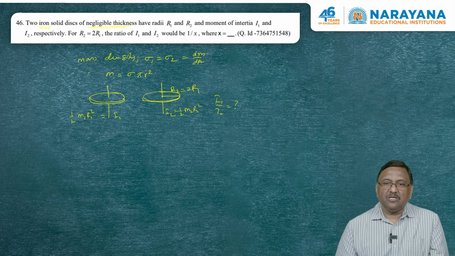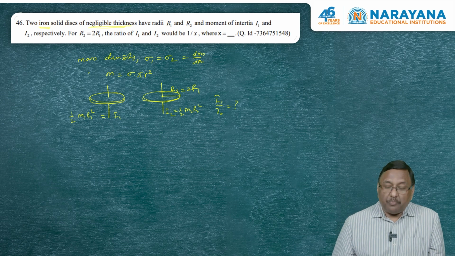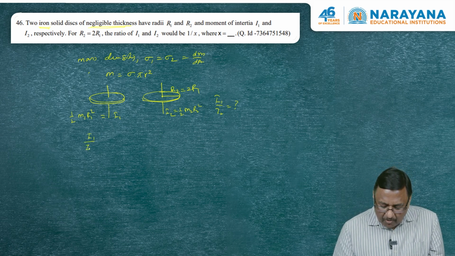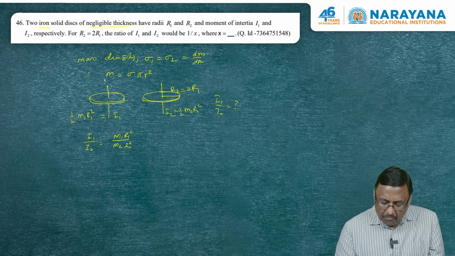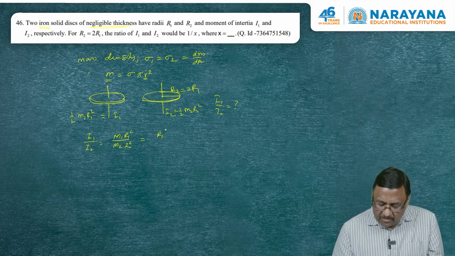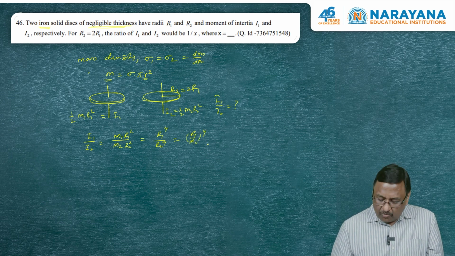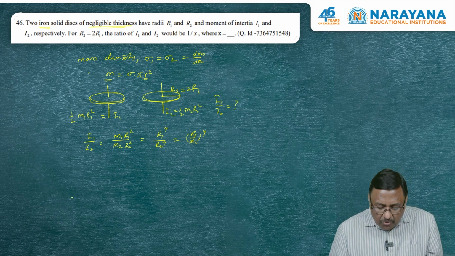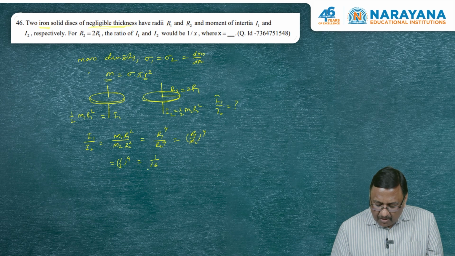So this is again a very simple question on moment of inertia in the mechanics part. I can write now I1 upon I2 is going to be m1 into r1 square upon m2 into r2 square. But already you see here, mass is proportional to the square of the radius. So m1 upon m2 is r1 square upon r2 square, so it will become r1 to the power 4 upon r2 raised to the power 4, or r1 upon r2 whole raised to the power 4. Given r2 is equal to 2r1, I can make it 1 upon 2 raised to the power 4. Obviously it is becoming 1 upon 16.